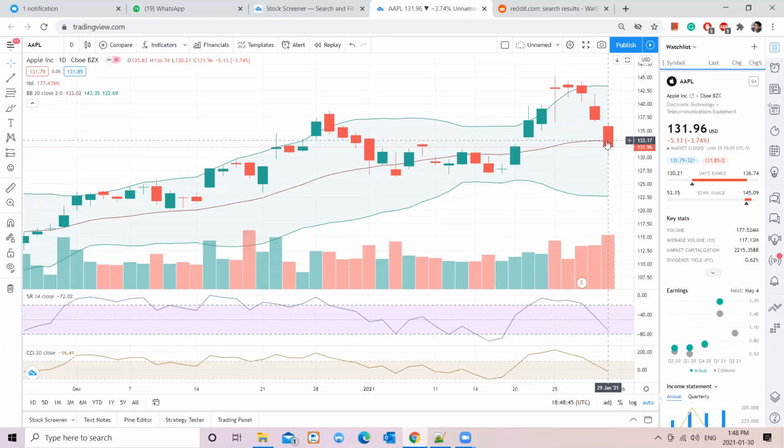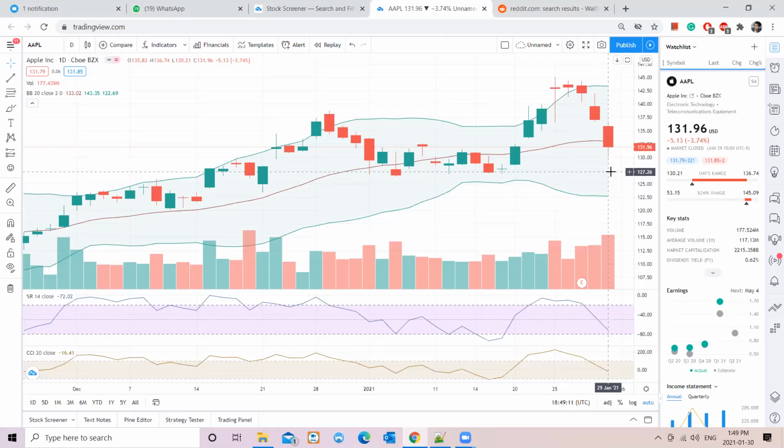So these three major stocks that we have discussed are giving a common indication that the market is bearish, and indicators are also confirming the downtrend, Williams R, CCI. So if you are looking to enter in Apple, hold on.